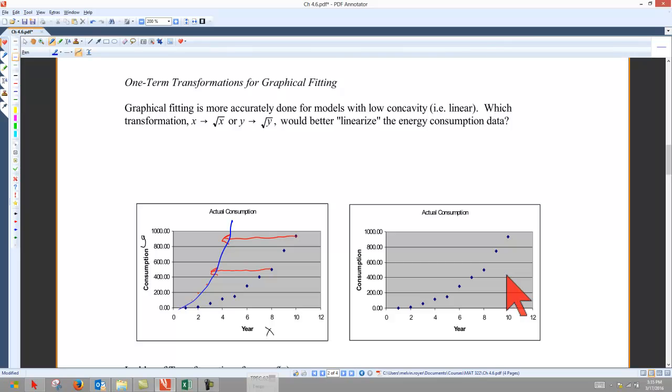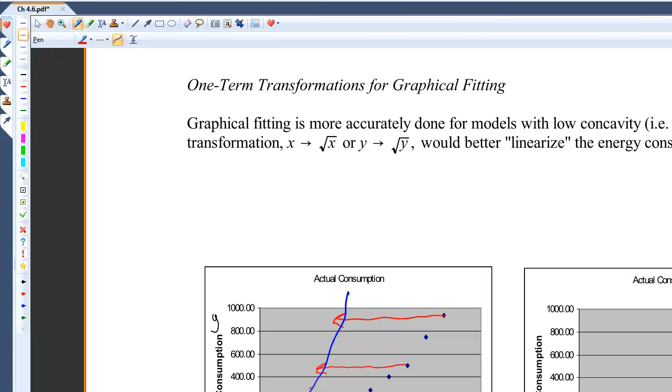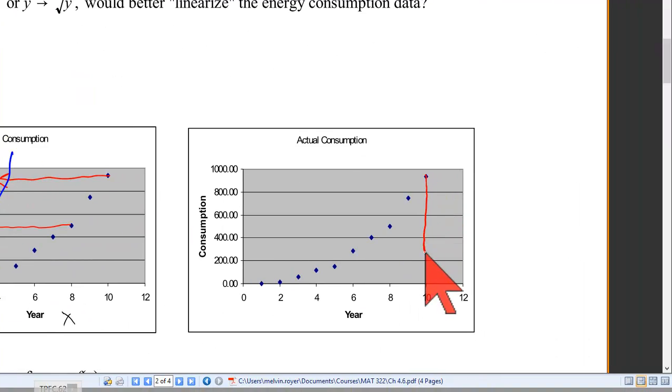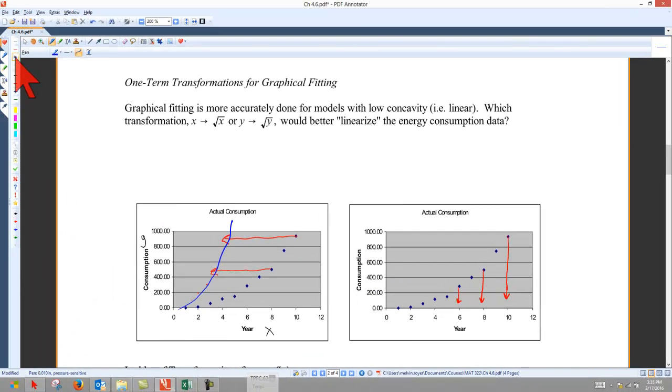Let's try the other idea. What if we replaced y by the square root of y? So again, for these small values of y, these points wouldn't move very much. But a large value of y, like 1,000, would bring this point down to a little over 30. And here's a value of y that would move less, but down here, value of y that would move down here. And what we would find is that this original graph, which is concave up, is getting straightened out a bit. Quite a bit, actually. And so the new shape of data may follow a line roughly like this.